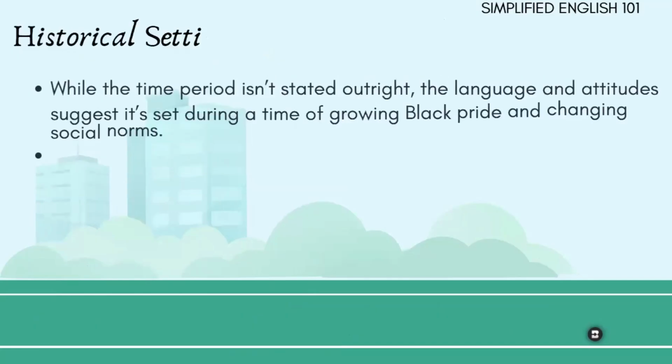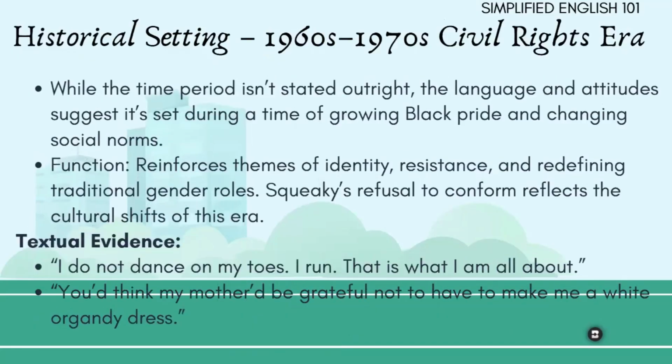The historical aspect. Now, this looks at a change of time and self-expression. It focuses on the 1960s and 70s, which is during the time of the civil rights movement or era. Now, it is important to note that although the story does not name a specific year, it gives off strong 1960s to 1970s energy. That was a time when Black pride, civil rights, and gender equality were hot, spicy topics. Squeaky fits right into that context.